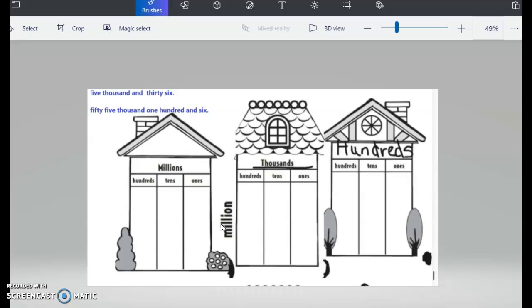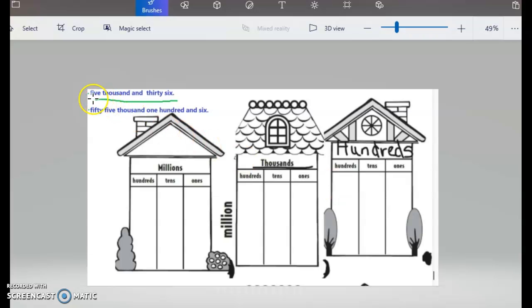So I have two sets of numbers written up here in this corner, and they are written in word form. That means that they're spelled out. We can write numbers in their word form, or we can write them in their standard form, which is using digits. So we're going to take the first number over here and fill it into the correct house so that we can learn how to write it the right way.